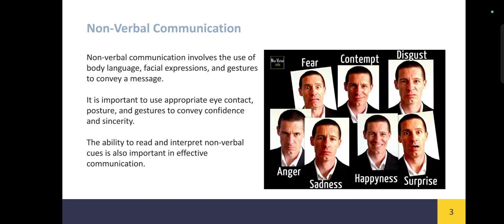Non-verbal communication. Non-verbal communication involves the use of body language, facial expressions, and gestures to convey a message. It is important to use appropriate eye contact, posture, and gestures to convey confidence and sincerity. The ability to read and interpret non-verbal cues is important in effective communication. Now, moving to the another slide.